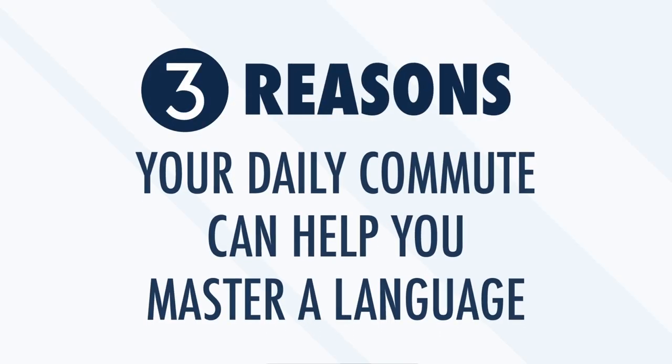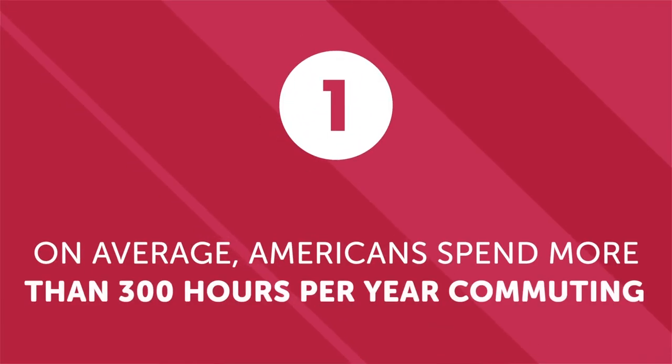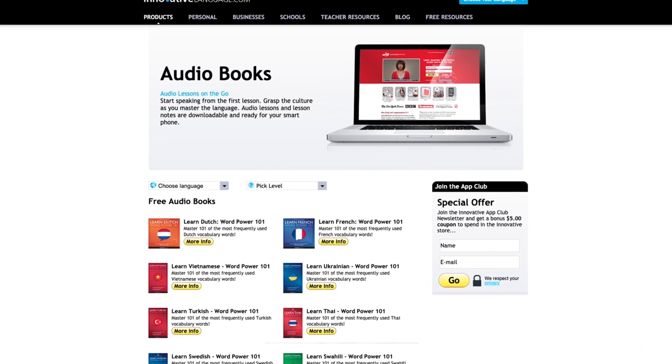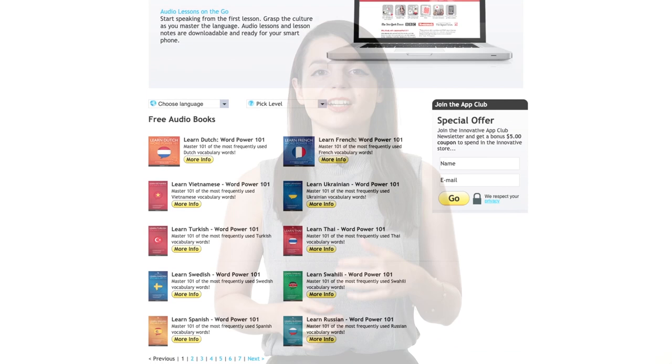Three reasons your daily commute can help you master a language in the next year. On average, Americans spend more than 300 hours per year commuting. During the commute to and from work, over 6 hours a week is completely wasted. The time isn't used to help you reach any goals or objectives. But thanks to online language learning platforms with audiobooks and other resources that you can access during your commute, you can easily transform wasted time into progress toward learning a new language. With over 300 hours available annually, your daily commute could provide you with enough time to gain significant skills in a new language each and every year.